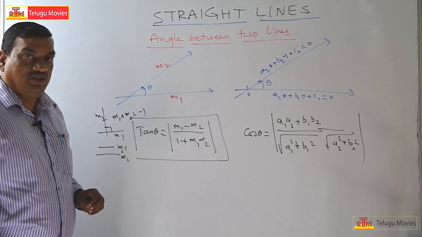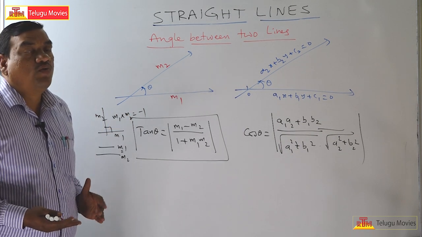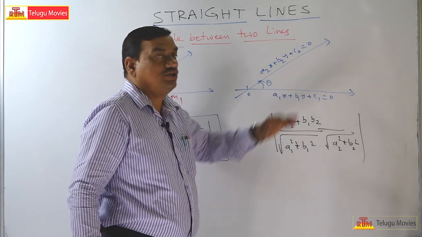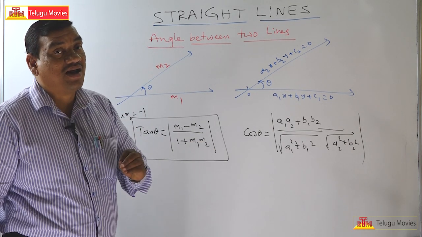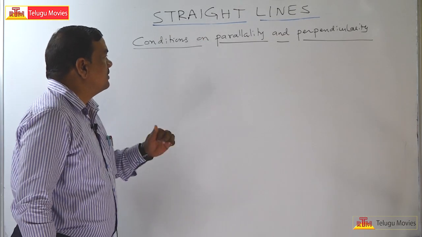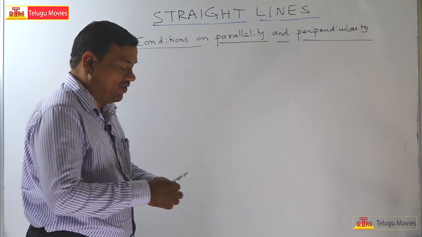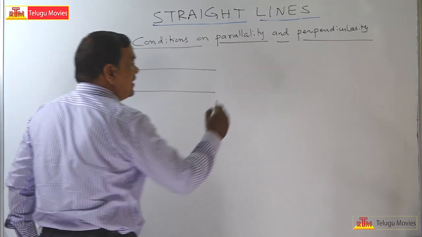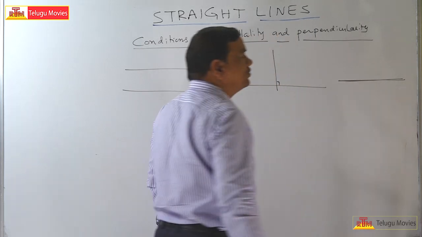Now, what we are going to see is, if two lines are parallel, perpendicular, or coincident, what are the conditions in terms of a1, b1, c1, a2, b2, c2. So, let us see the conditions of parallelism and perpendicularity. Dear students, let us see this concept: conditions on parallelism and perpendicularity. What is the meaning of that? Very simple. If two lines are parallel, if two lines are perpendicular, or if two lines coincide with each other, then what are the conditions?